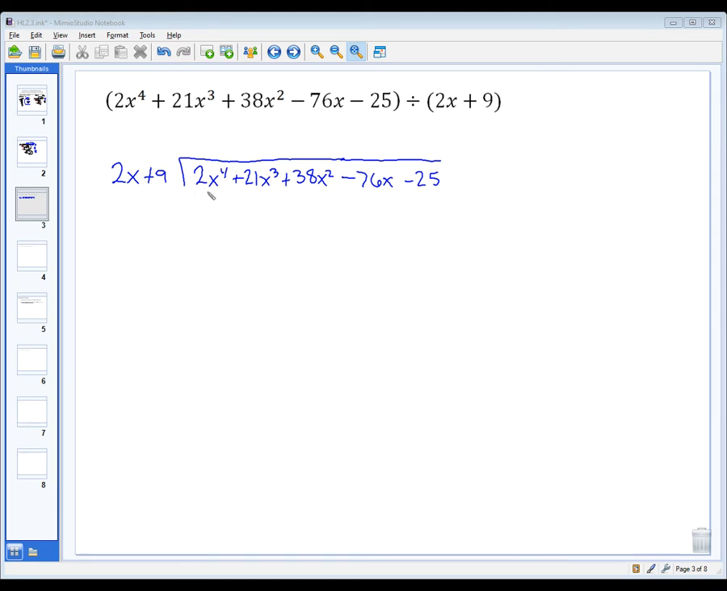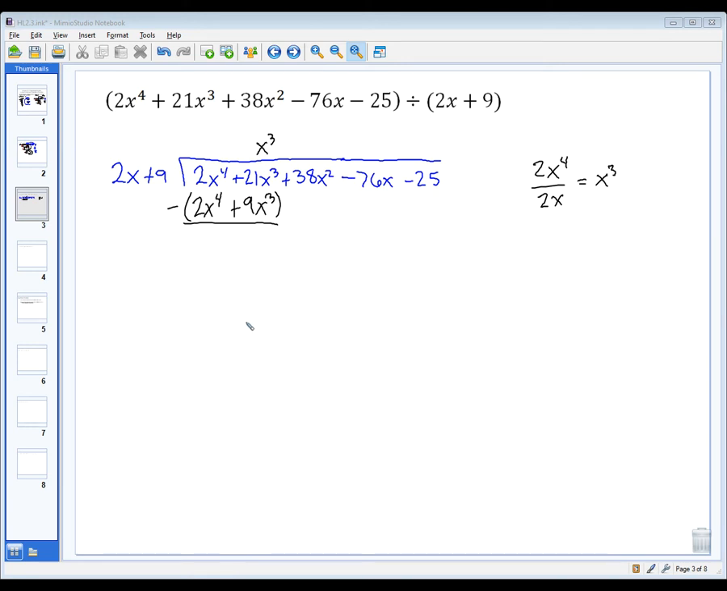Now we take the first term from the dividend, which is 2x to the fourth. We divide that by the first term from the divisor, which is 2x. That gives us an answer of x cubed. So we put that over here in the quotient part. Now we multiply x cubed to the divisor. So that gives us 2x to the fourth plus 9x to the third.